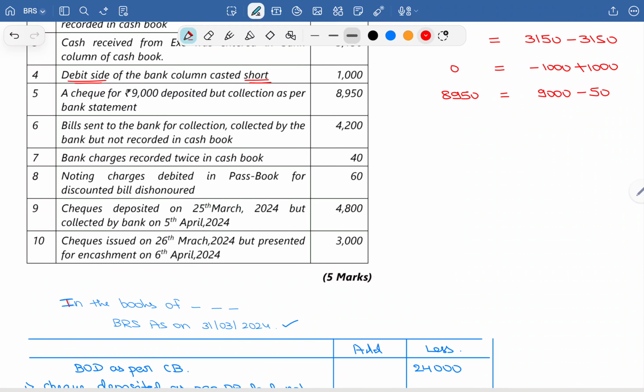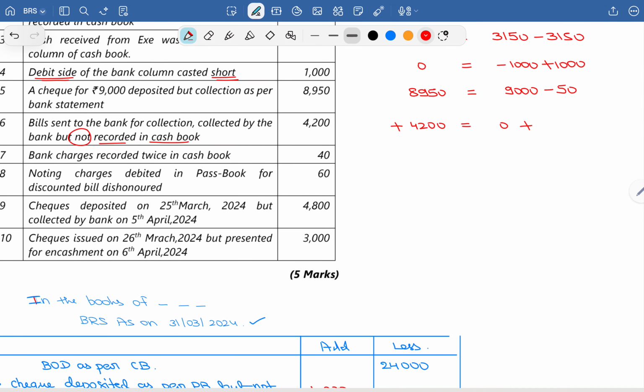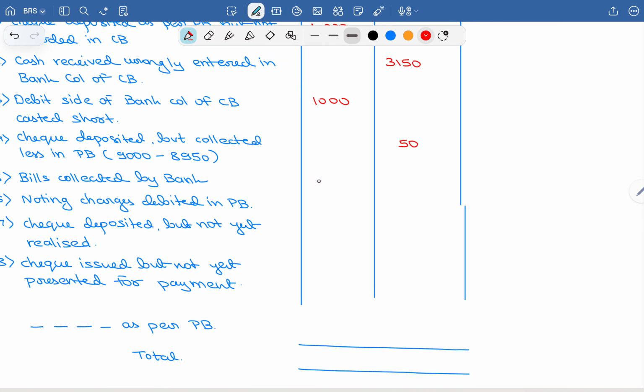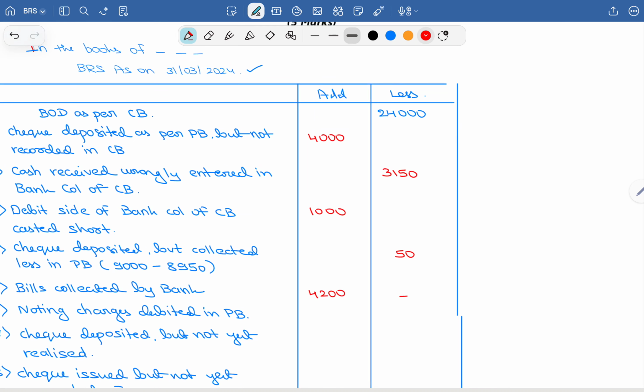Next one, bills sent to bank for collection collected by the bank but not recorded in the cash book. So in the passbook there is an increase by 4,200. In the cash book there is no increase. So now in the cash book I have to add this 4,200. So in the add column, bills collected by bank 4,200.